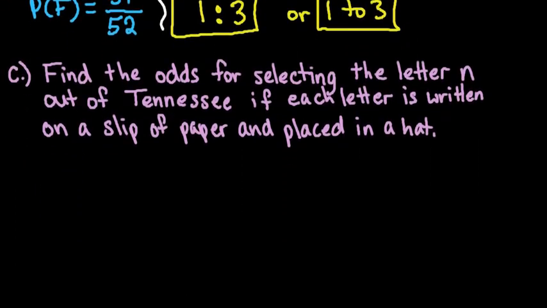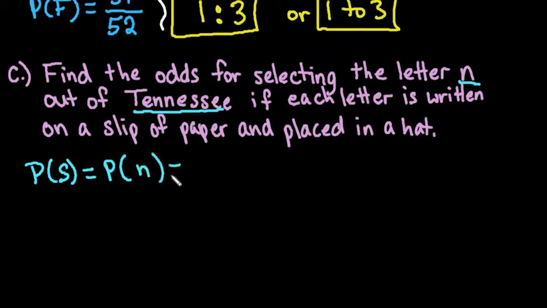All right, the last one that we're going to look at is find the odds for selecting the letter N out of the word Tennessee, if we write each of the letters individually on its own slip of paper, place it into a hat, and mix it up. We want to find the odds for selecting the letter N specifically. In this case, the probability of success would be the probability of selecting the letter N. We can see that there are 2 N's in the word Tennessee, and there are 1, 2, 3, 4, 5, 6, 7, 8, 9 letters. So 2 out of 9 is our probability of success.